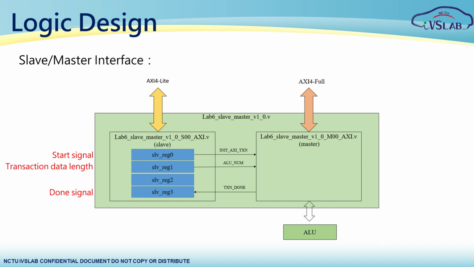Additionally, the slave is also responsible for returning the done status signal. Next, let's look at the master interface on the right. The moment it receives the trigger signal routed from the slave side, it actively initiates address requests. Based on the preset base addresses, the master autonomously accesses the BRAM controller, fetches the operands, and feeds them directly into the ALU for subsequent computation.